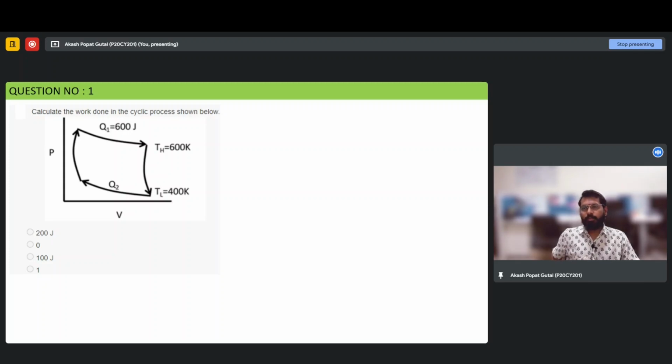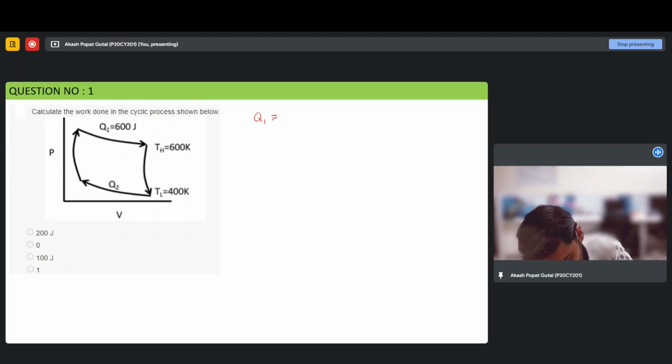So we need to find out what is the work done in the cyclic process. The work done is actually nothing but the difference between the heat gained by the system and the heat released by the system. According to the first law, it should be converted into the work. This problem can be solved by the efficiency equation also. So we will work out the problem.